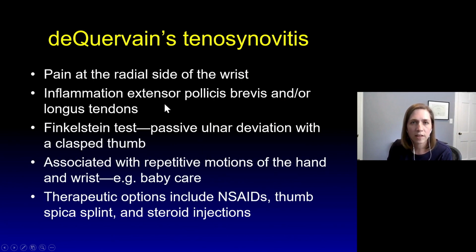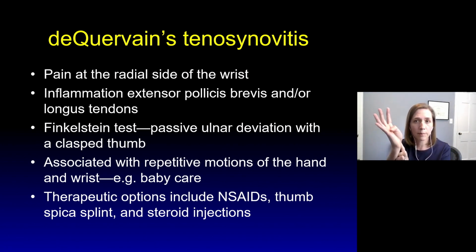And then de Quervain's tenosynovitis causes pain at the radial side of the wrist. So sometimes patients will say it's wrist pain, but it's really thumb pain. And it's caused by inflammation of the extensor pollicis brevis and/or longus tendons along the thumb. What you have the patient do is a Finkelstein's test.